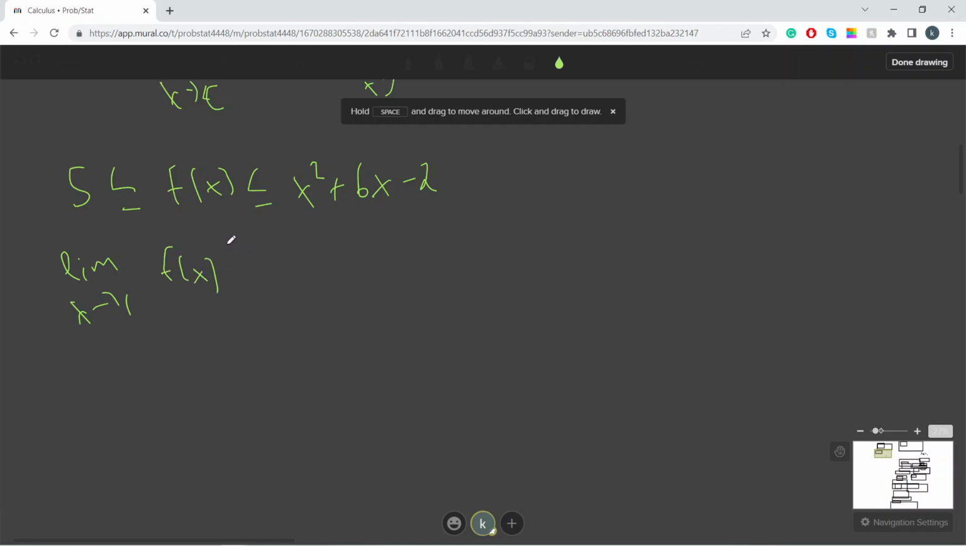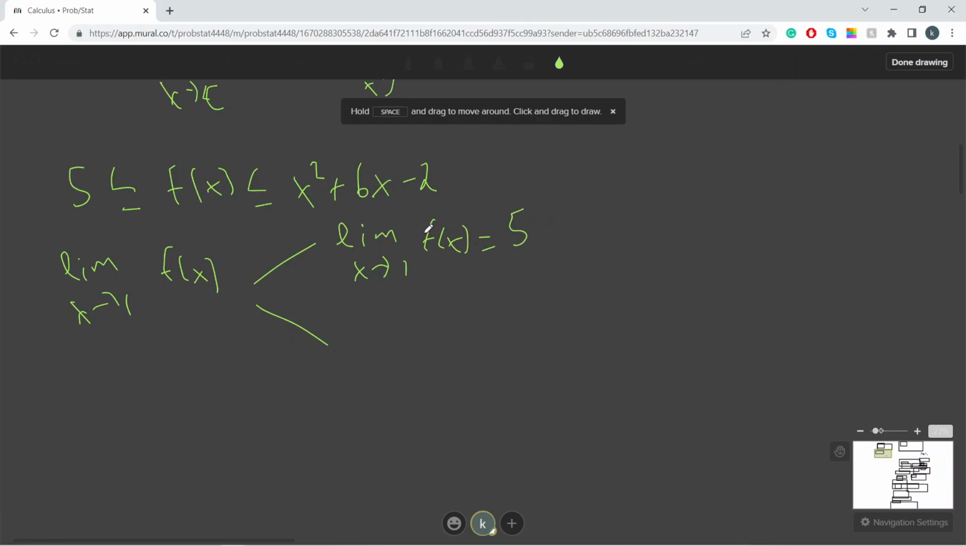So what do we notice here? Well, we notice here that the inequality is given to us. So we've done most of the hard work. f of x is sandwiched between 5 and x squared plus 6x minus 2. So all we have to do is essentially use the squeeze theorem directly. So we have to check that the limit as x approaches 1 of f of x equals 5.